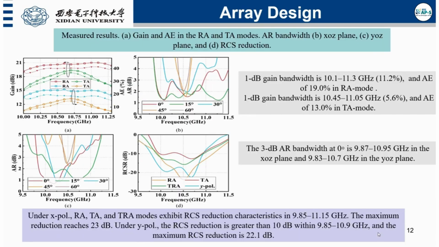We've achieved a 1 dB gain bandwidth of 10.1 to 11.3 GHz and 10.45 to 11.05 GHz in the RA and TA modes, with an aperture efficiency of 19% and 13%, respectively. The 3 dB axial ratio bandwidth is impressive, covering 9.87 to 10.95 GHz in the ZOS plane and 9.83 to 10.7 GHz in the OS plane.